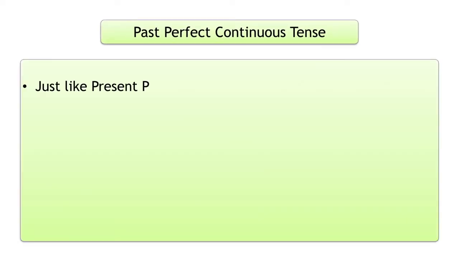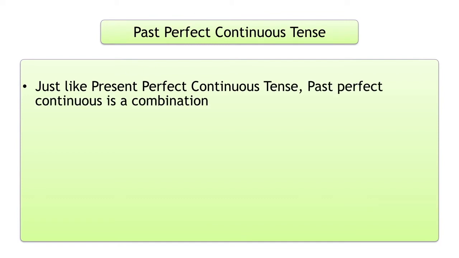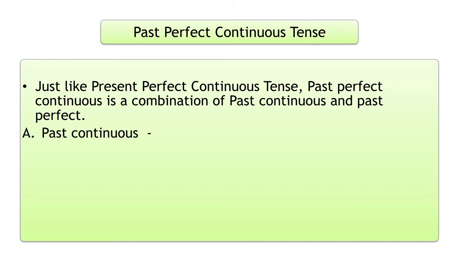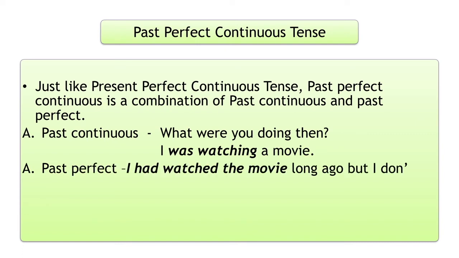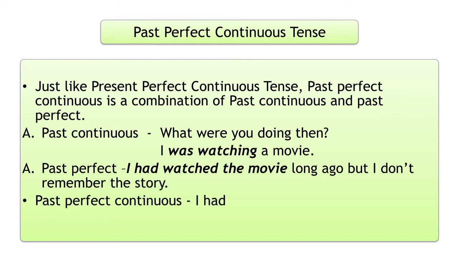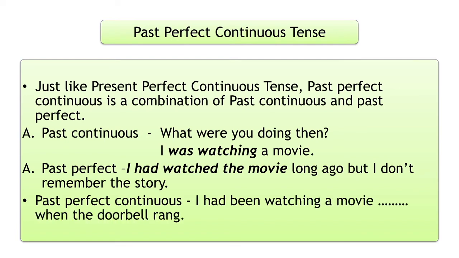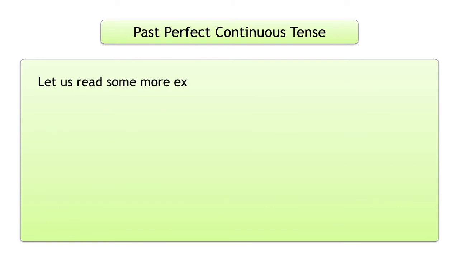Just like present perfect continuous tense, past perfect continuous is a combination of past continuous and past perfect. The example in past continuous: "What were you doing then?" "I was watching a movie." In past perfect, "I had watched the movie long ago, but I don't remember the story." The combination of these two sentences could be, "I had been watching a movie when the doorbell rang." Let us read some more examples to understand this tense.